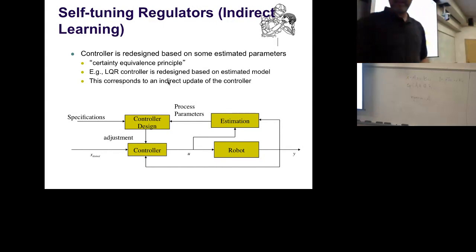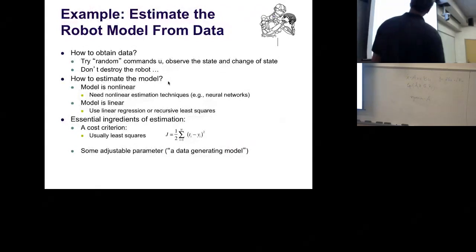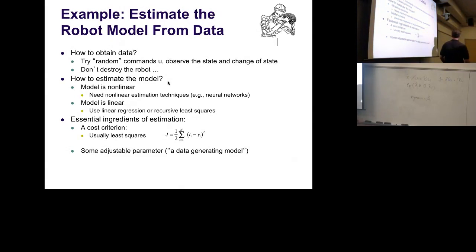That was the basic idea. And we can do one simple example: how to estimate a robot model from data. Let's start with exactly this here, for instance. We have this linear system and we want to estimate something.